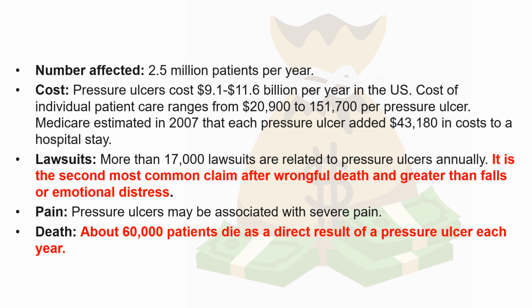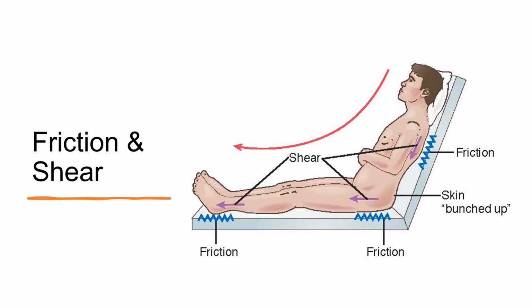So we need to do our best to prevent them. For any hospital or facility that has a patient with a stage 3 or 4 pressure injury, hospitals have to report that to Medicare and Medicaid services. That would mean that they may not get reimbursed for the care of these pressure injuries.